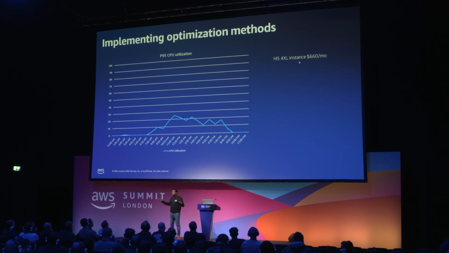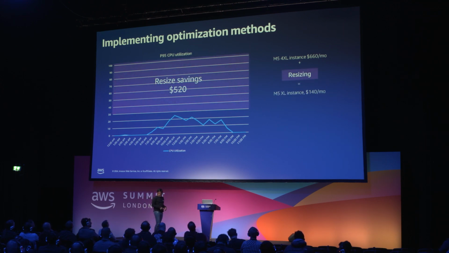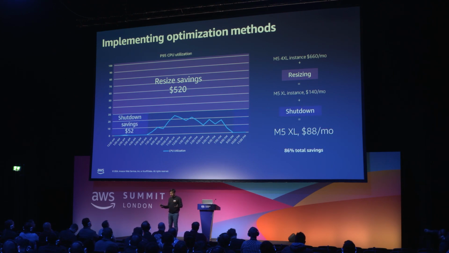So let's apply the methods which we talked about. One thing you noticed here is this instance is over provisioned. So if you right size the instance, you would potentially get $520 of saving, and you would be running on an M5XL instance, which would cost $140 per month. Next, what else can we do? If you look at the next one, this instance is being used only between 6 a.m. to 9 p.m. I talked about AWS Instance Scheduler, which you can use to schedule your instance to shut down when it is not being used. So if you shut down the instances when they are not being used, you could potentially get $52 per month of savings.